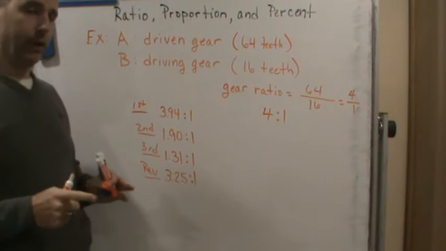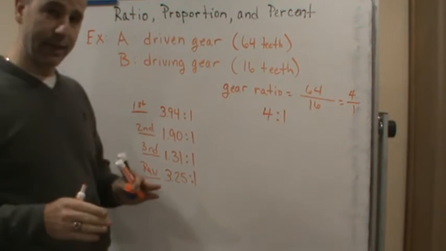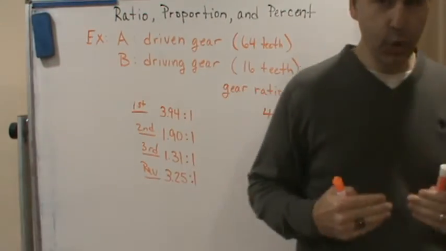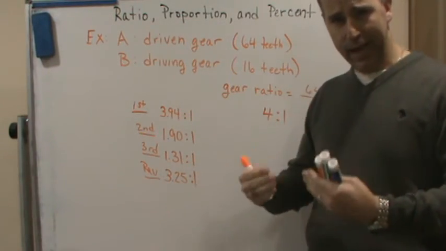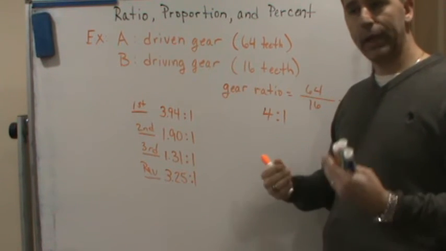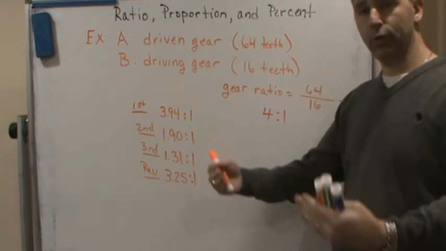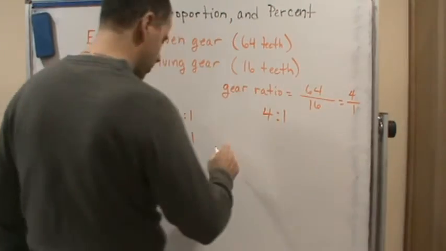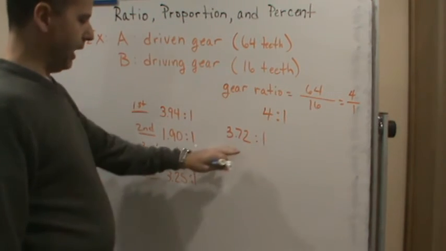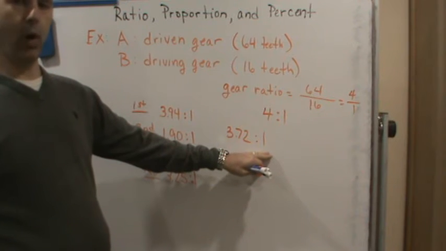So now, what if your drive shaft ratio is 3.72? Well, what does that ratio mean? That ratio means that the drive shaft, or axle, has to rotate 3.72 times in order for the wheel to make one revolution. So the drive shaft ratio, if it's 3.72, means that for every 3.72 revolutions of the drive shaft, your wheel turns one revolution.